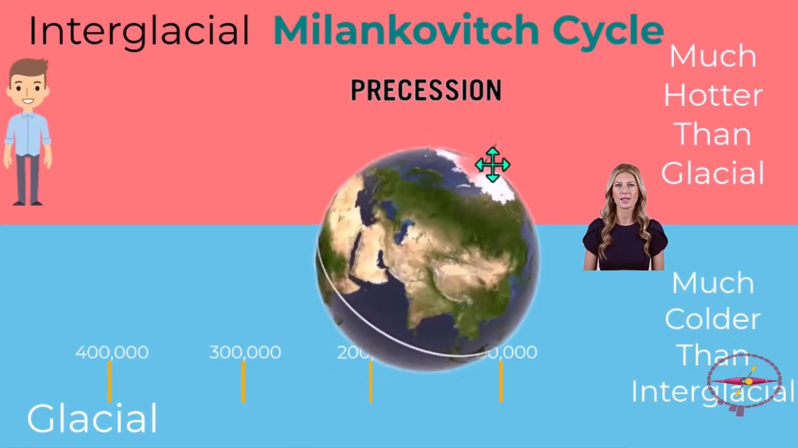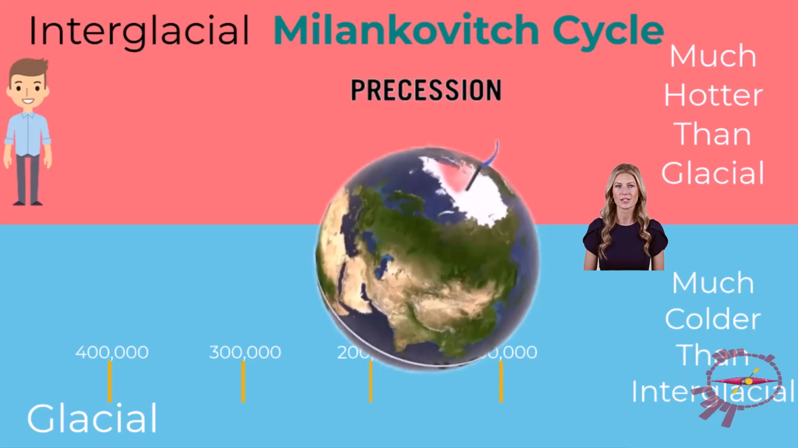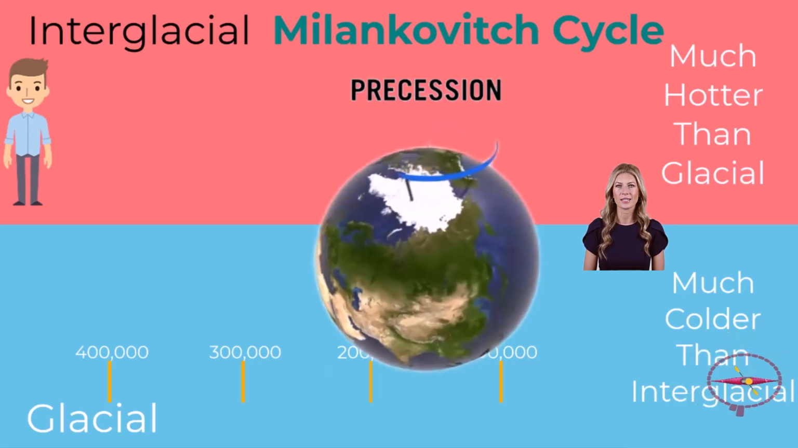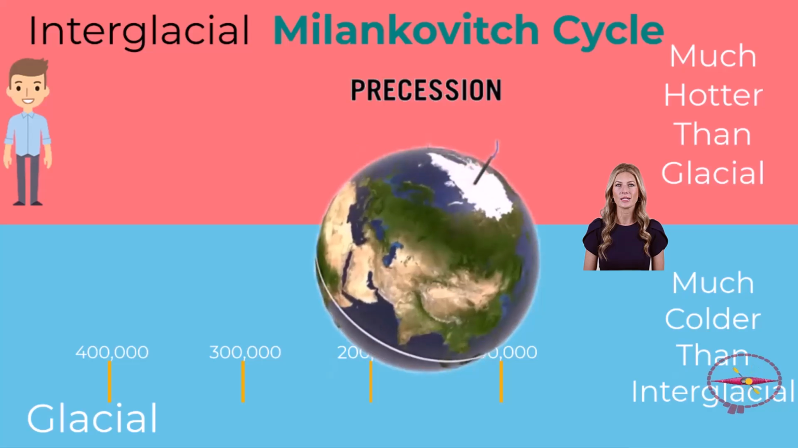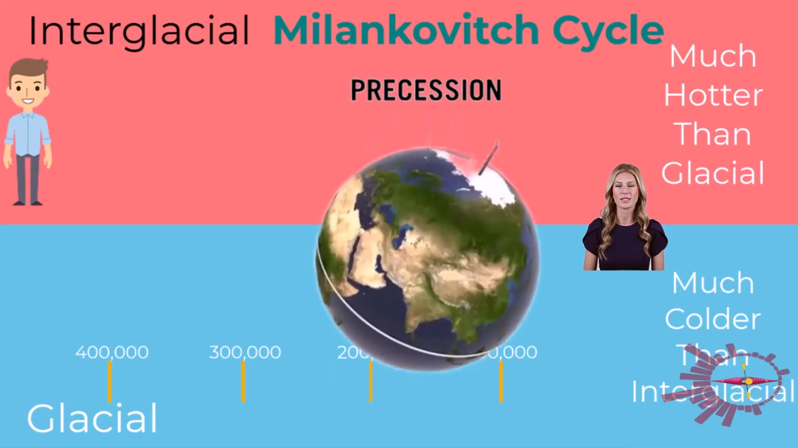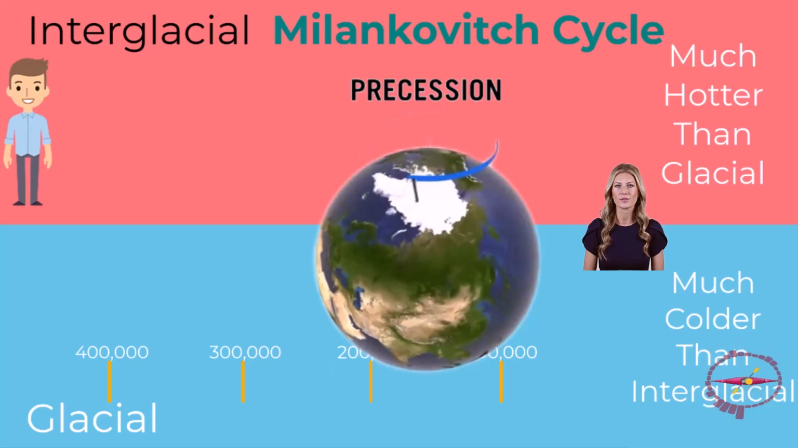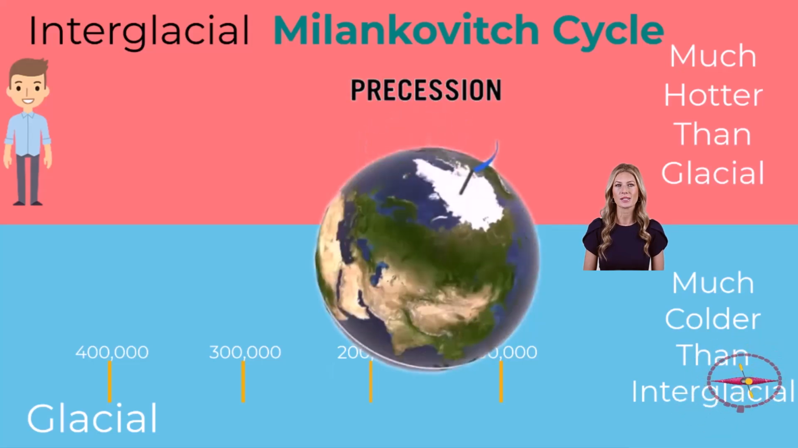The third item that affects the Milankovitch cycle is called precession. It basically is a wobble in the rotation axis of the Earth. It tends to move around, and this cycle changes, as you can see, the amount of sunlight that would hit the northern hemisphere. The precession cycle operates over approximately 21,000 years.